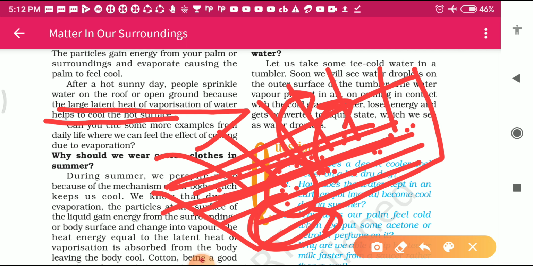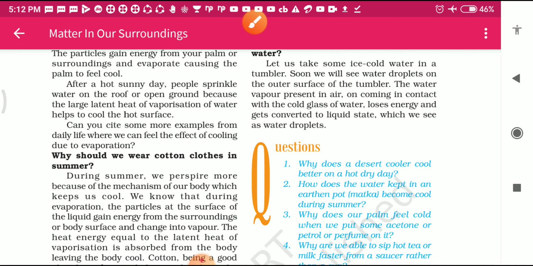I hope you understand this, because in the evaporation process, the latent heat of vaporization is very important. By losing heat, the place becomes cool and comfortable. Okay, students, now take another paragraph.